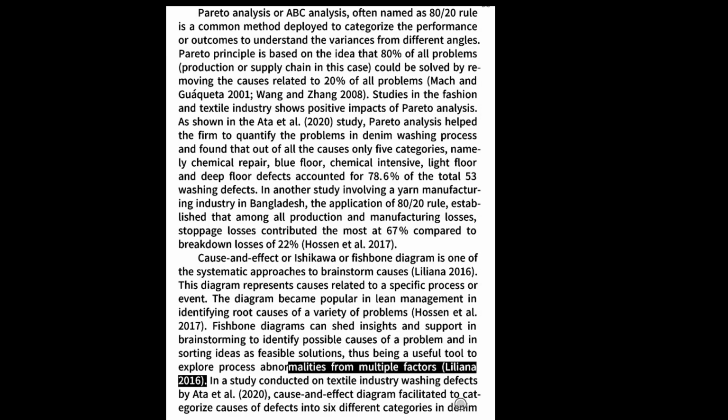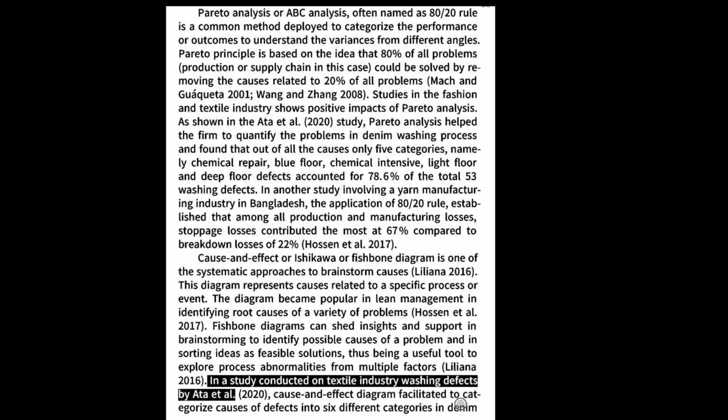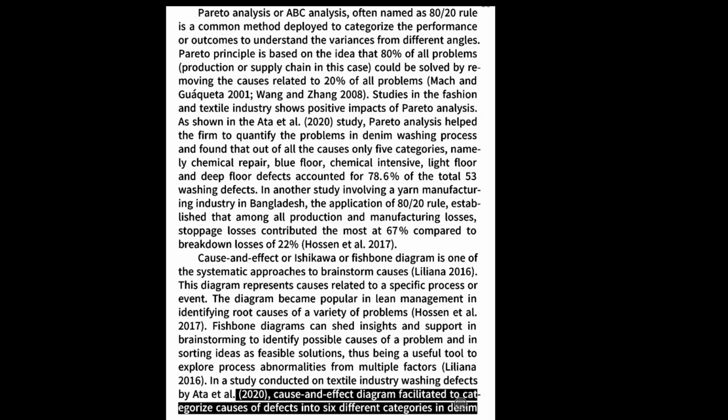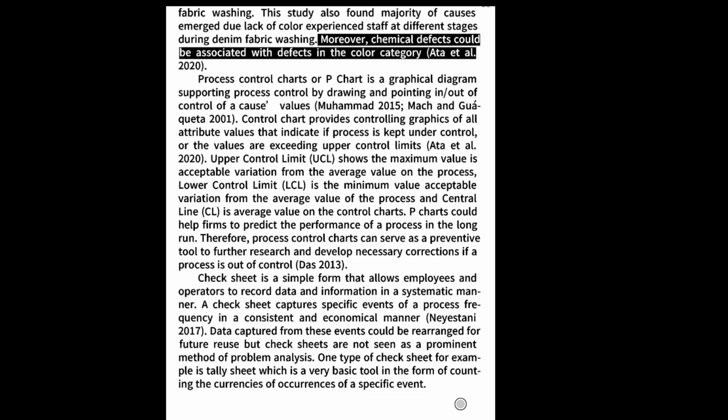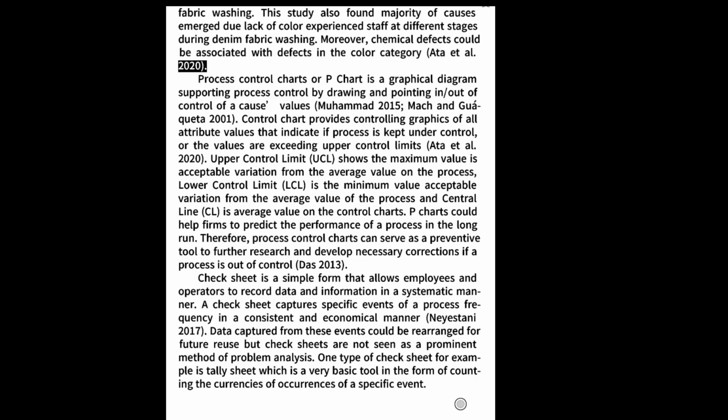Liliana 2016. In a study conducted on textile industry washing defects by Oda et al. 2020, the cause and effect diagram helped categorize causes of defects into 6 different categories in denim fabric washing. This study also found the majority of causes emerged due to lack of color-experienced staff at different stages during denim fabric washing. Moreover, chemical defects could be associated with defects in the color category. Oda et al. 2020.